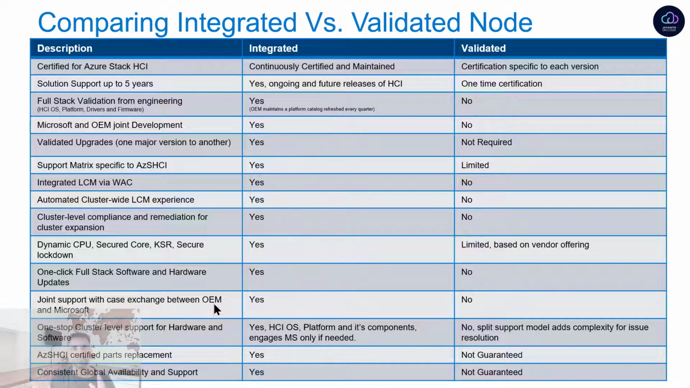Microsoft OS or something, then we exchange that ticket without asking the customer to log one more ticket with Microsoft. So we exchange that ticket internally between Dell and Microsoft. So Microsoft and Dell will jointly work together to resolve this issue for the customer. So the customer does not have to call these two parties separately, right? So that's exactly what is meant by joint case exchange between OEM and Microsoft.